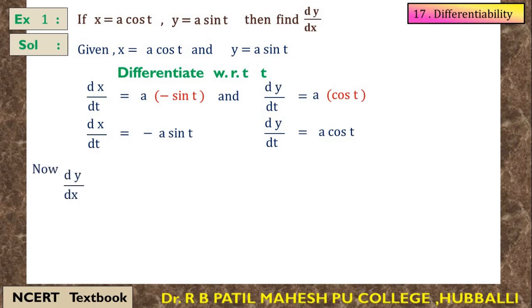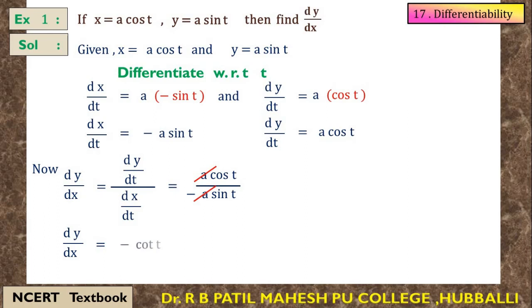So now dy by dx equal to, you know the formula, dy by dt divided by dx upon dt. What is the dy by dt answer? It is a cos t, and dx upon dt is minus a sin t. So in this a gets cancelled, so you will get cos t divided by sin t, it becomes cot t. Therefore the answer is minus cot t. So this is the dy by dx answer, and this is the method of finding dy by dx if parametric functions are given.